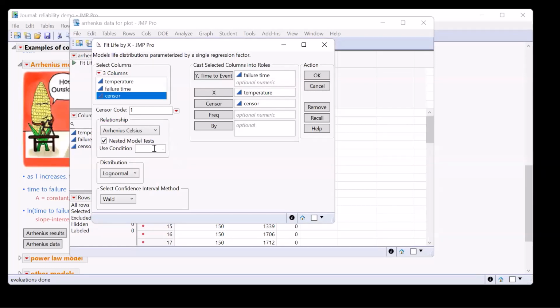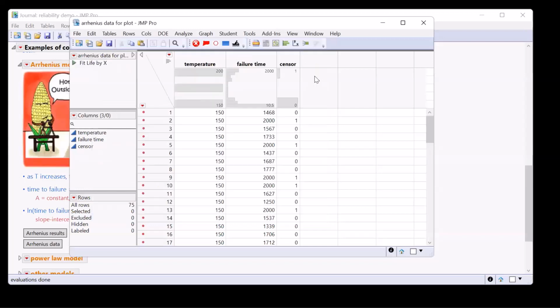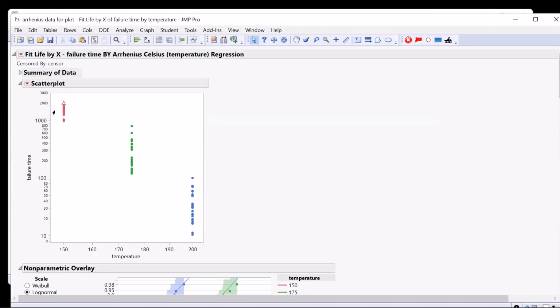I can tell JMP what my use condition is too. And I know my use condition is 100. So I'm going to enter in 100. And I assume my distribution is log normal. So I'm happy with all this. I'm just going to click OK. And here is my scatter plot, or my Arrhenius plot.